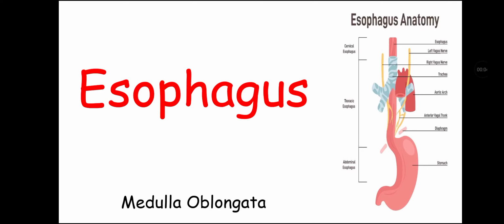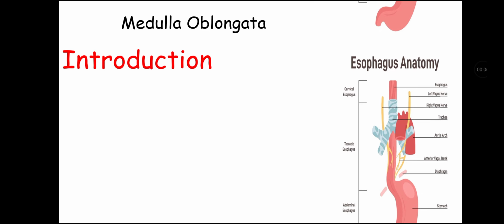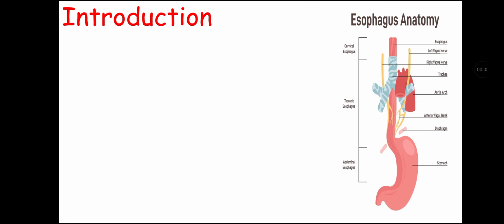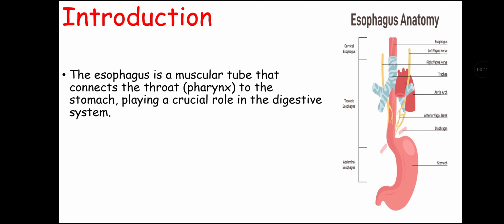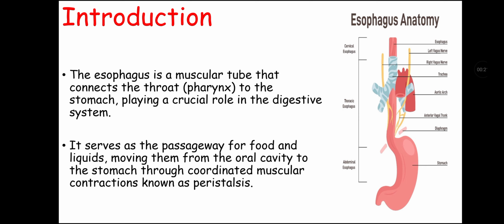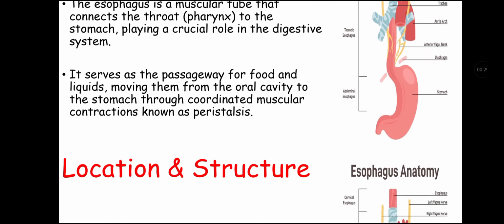Today we are going to talk about the esophagus, and let's start our topic with the introduction. Here at the side you can see the diagram of the esophagus leading to the stomach. So the esophagus is a muscular tube that connects the throat, that is the pharynx, to the stomach, playing a crucial role in the digestive system. It serves as a passageway for food and liquid, moving them from the oral cavity to the stomach through coordinated muscular contraction that is known as peristalsis.